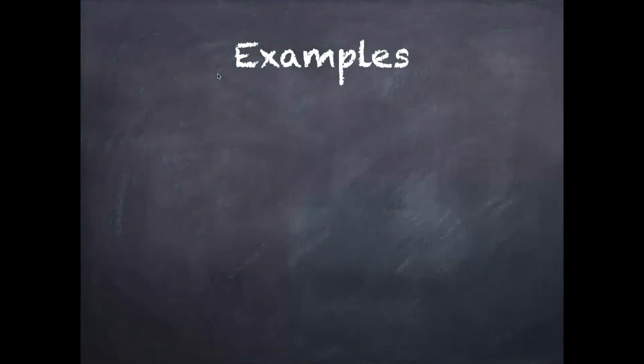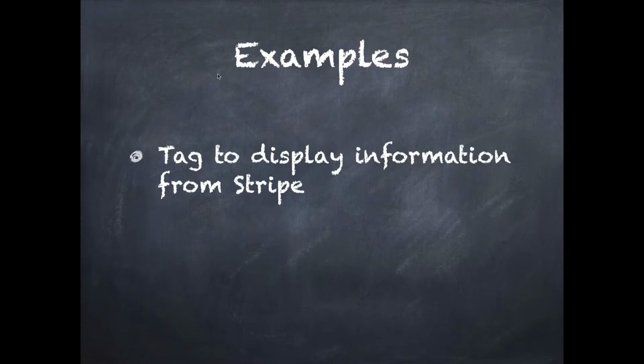All right, some examples. These are examples from me. This is what I have made. There are many more things you can do with it, but these are ones I've done that are used in live sites. I made several tags to display information from Stripe. A lot of our clients use Stripe for their e-commerce side, for donations, for simple products. So I've built tags to display product information and pricing information, so that that's quite easy to do.